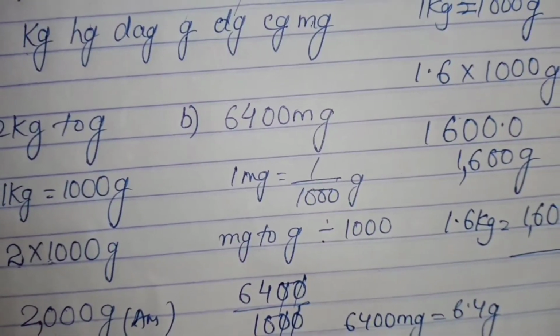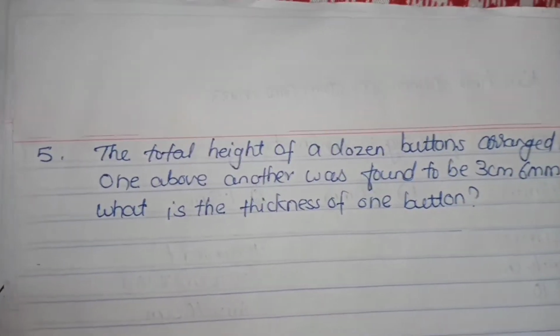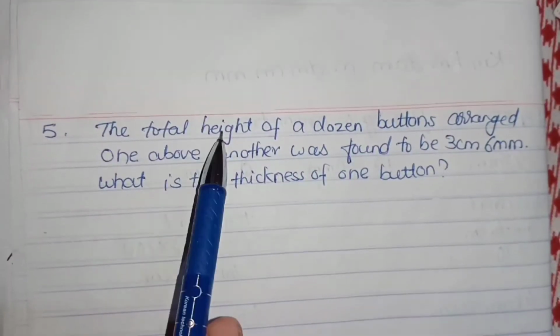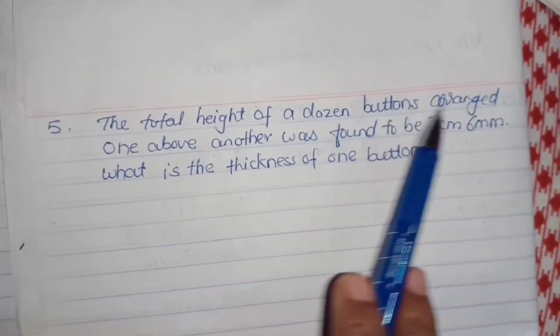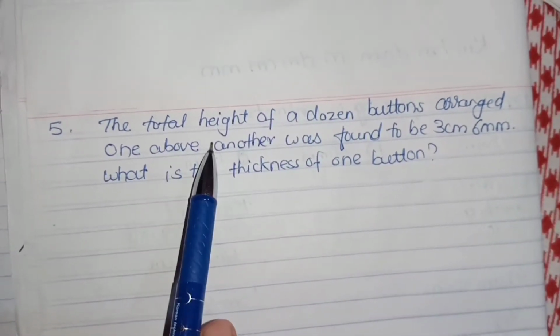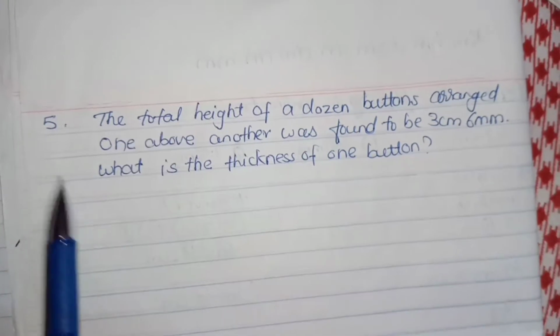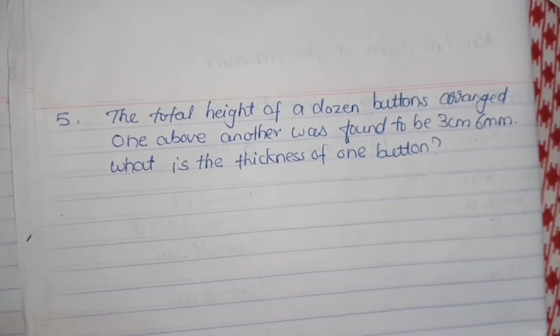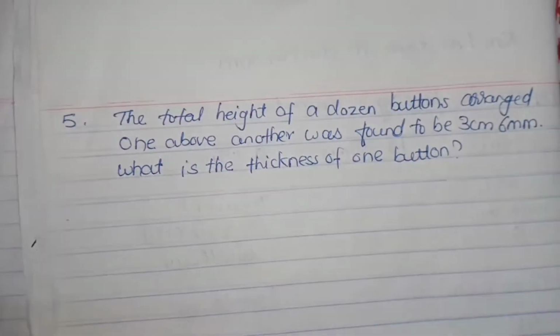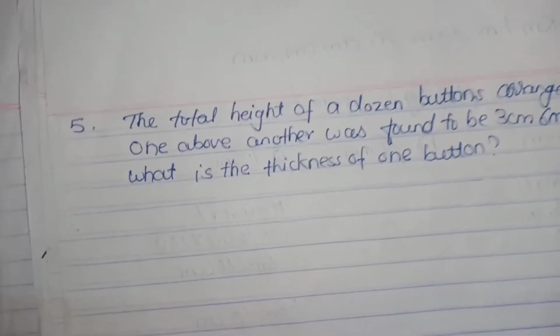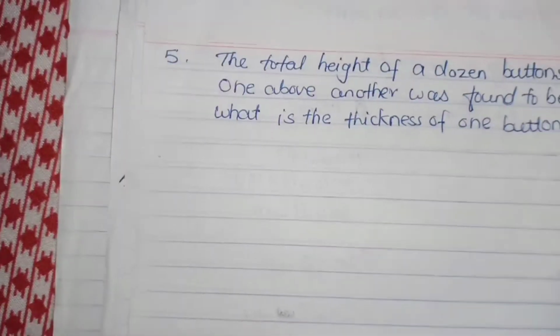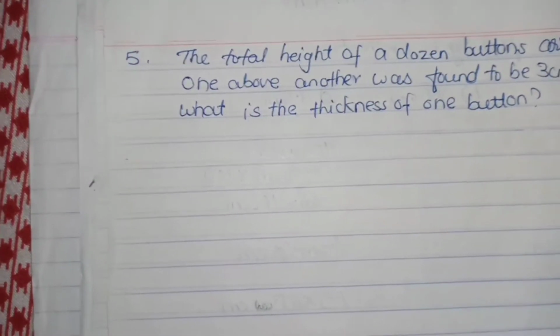Now let's move to question number 5. The total height of a dozen buttons arranged one above another was found to be 3 centimeter 6 millimeter. What is the thickness of one button? About this I have taught you in the form of coins. I have shown you even the activity. So here buttons are there, 1 dozen of buttons.